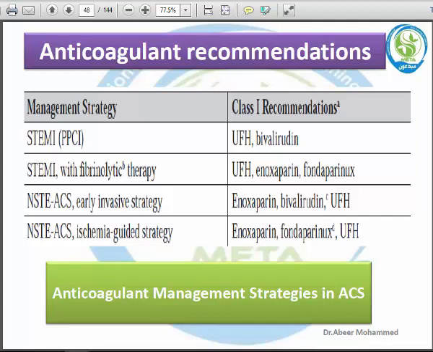In case of non-ST segment elevation acute coronary syndrome with an early invasive strategy, we can use enoxaparin, bivalirudin, or unfractionated heparin. We can't use fondaparinux in an early invasive strategy for a patient with non-ST acute coronary syndrome or for a patient with STEMI with primary PCI. In case of non-ST segment elevation acute coronary syndrome with ischemia-guided therapy, we can use enoxaparin, fondaparinux, or unfractionated heparin, but bivalirudin can't be used with ischemia-guided therapy. This table is very important and must be memorized.